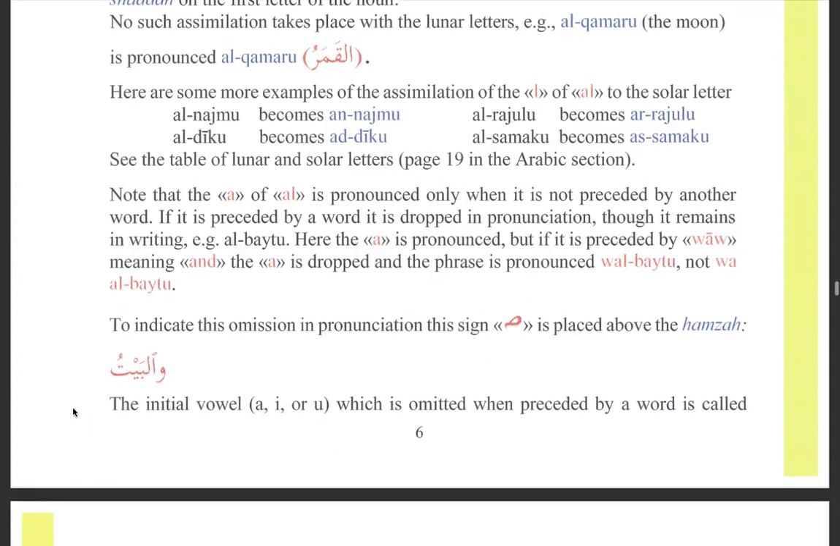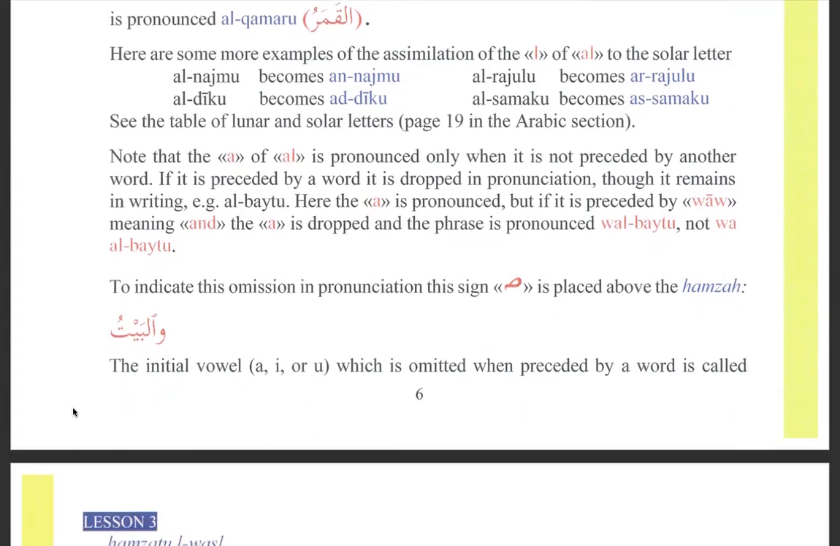So this is very easy, guys, very simple. All he's saying, I'm going to summarize this for you and simplify it. You see this term here, on my screen, wal baytu? Let's just imagine that the wow is not there. You're going to say what? Al baytu, correct? So if another letter is preceding it, you skip the alif, and you say wal baytu. You guys following? You're not going to say wa al bayt. That's wrong.